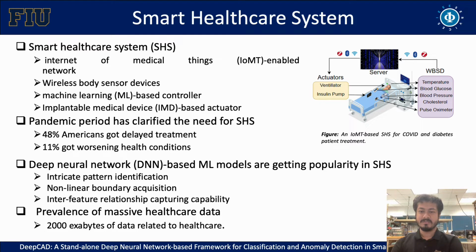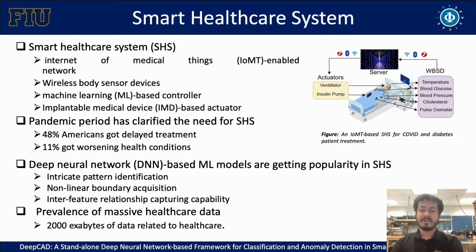The controllers mostly use machine learning based algorithms to determine the patient's status through wireless body sensor devices connected to the patient's body. An example smart healthcare system is shown in the figure, where a patient diagnosed with both COVID-19 and diabetes is remotely being treated with automated actuation of the ventilator and the insulin pumps. The recent pandemic period has highlighted the need for a smart healthcare system the most, since almost 48% of patients in the United States got denied or delayed treatment, and 11% of them experienced deteriorated health conditions.